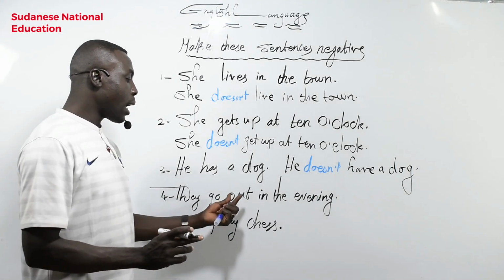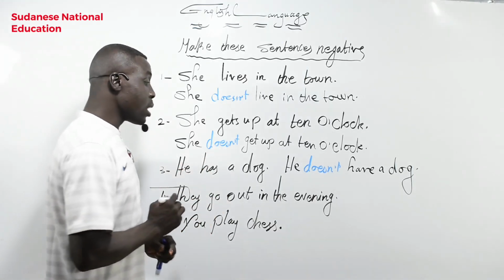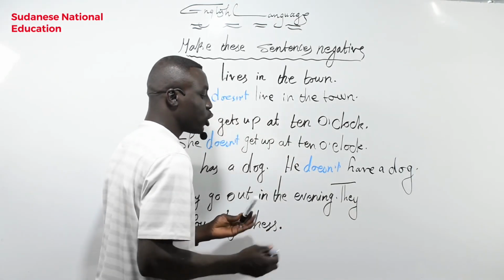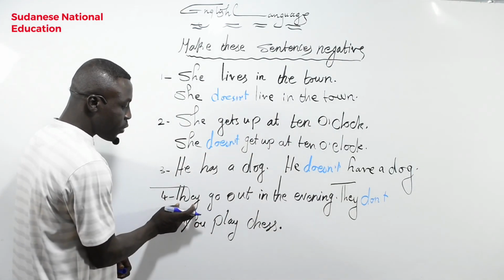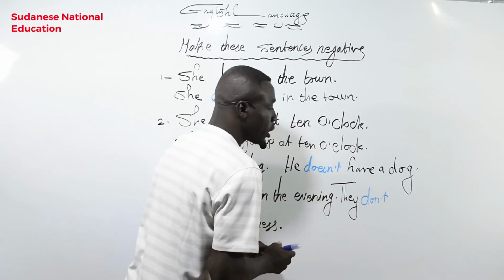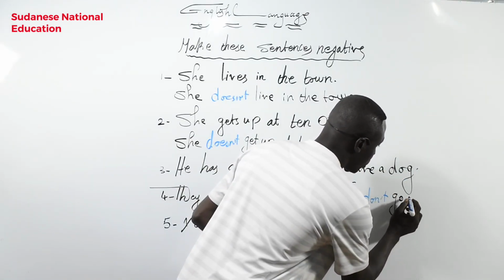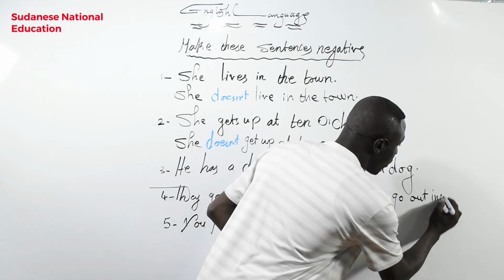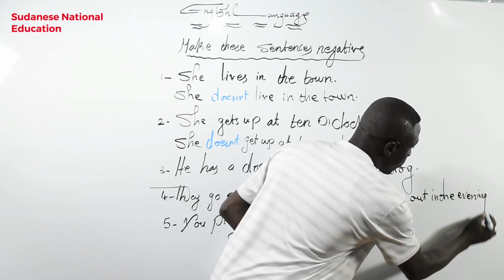They go out in the evening. Negative: they don't. So with they we use don't. They don't go out in the evening.